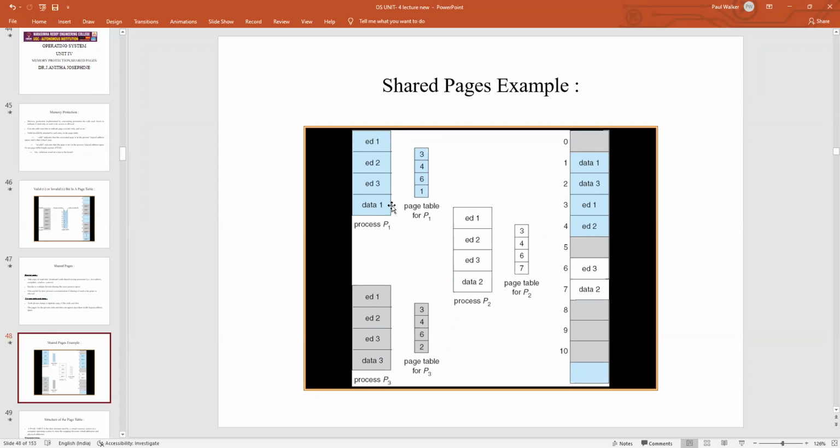For example, here the common values are ED1, ED2, and ED3. In process 1 we have data 1, in process 2 data 2, and data 3 here. Combining these 3 pages, we will have this combined sequence: data 1, data 2, data 3, ED1, ED2, and ED3. Likewise, the pages have been shared here.